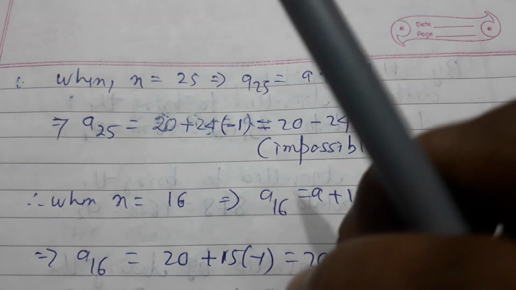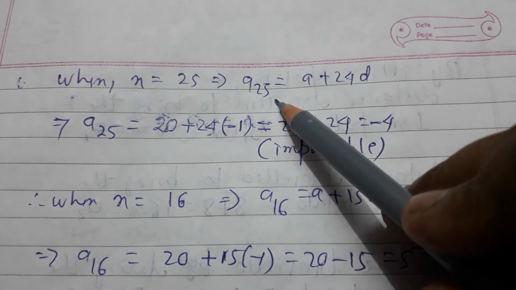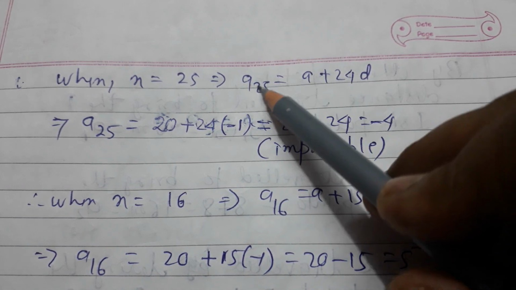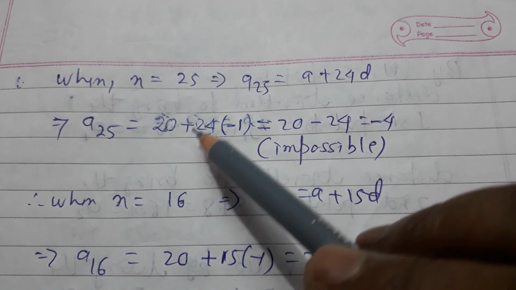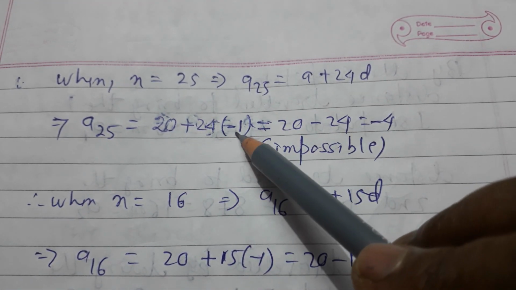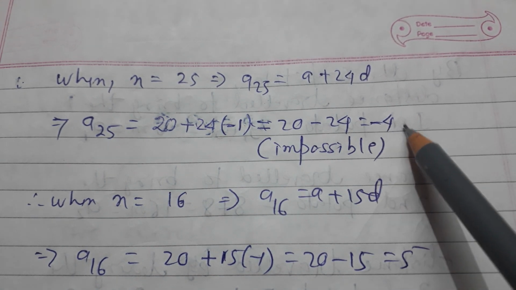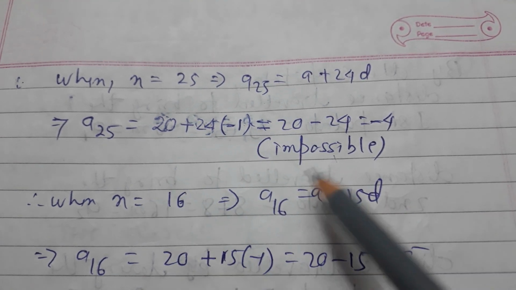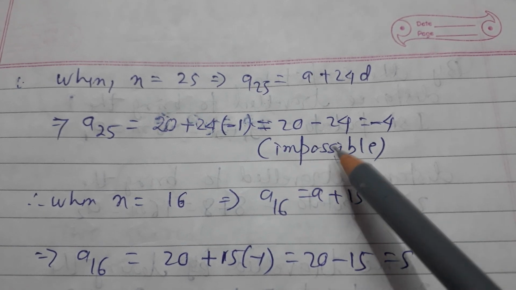So the number of logs in the uppermost row, that is A25, equals A plus 24D. So 20 plus 24 into minus 1, that is 20 minus 24 equal to minus 4. It is impossible because the number of logs cannot be negative, so it is impossible.